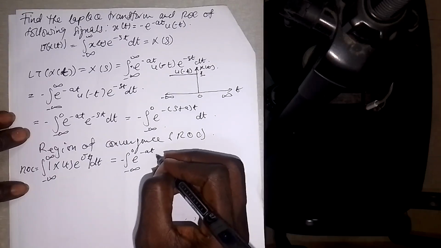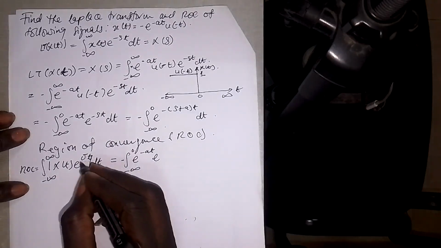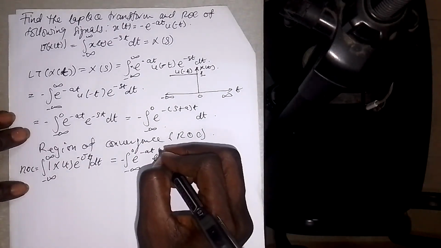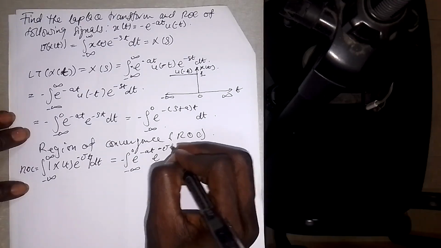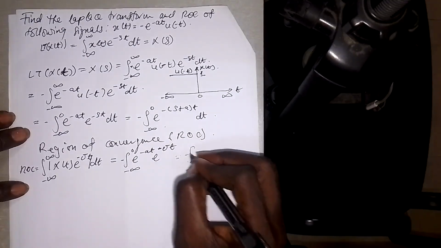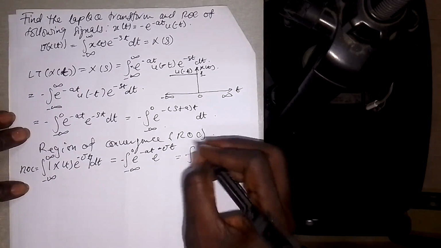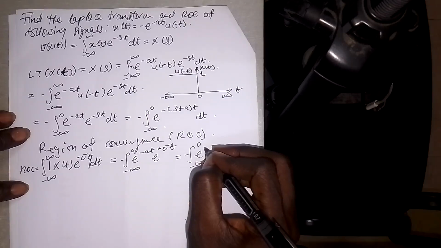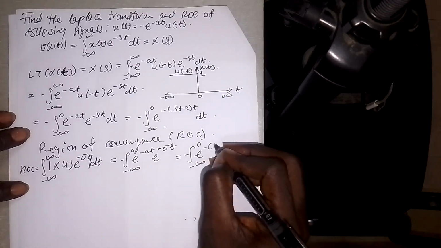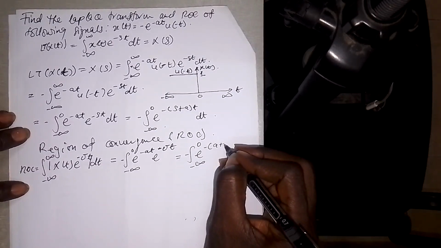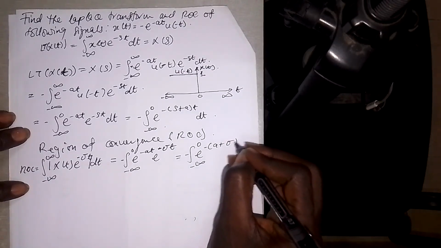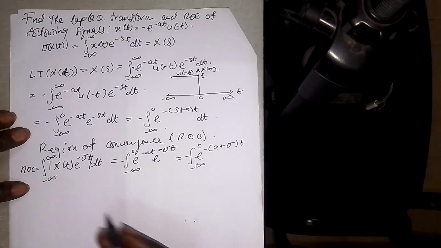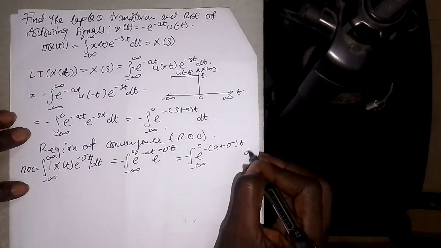And then here I'm going to have e exponent minus jωt, sorry, it's minus jωt, which is equals to, here minus, and then here is 0. So here I'm going to have e exponent minus, here I'm going to have a plus jω, into t, dt.